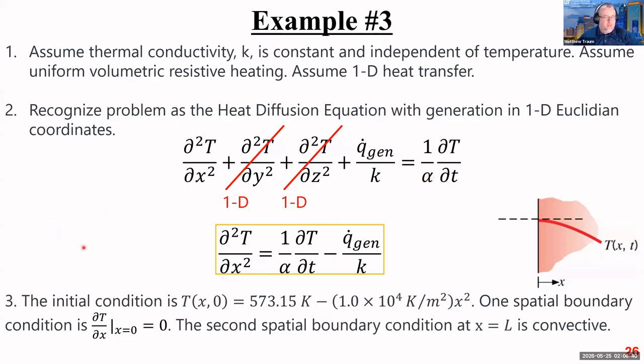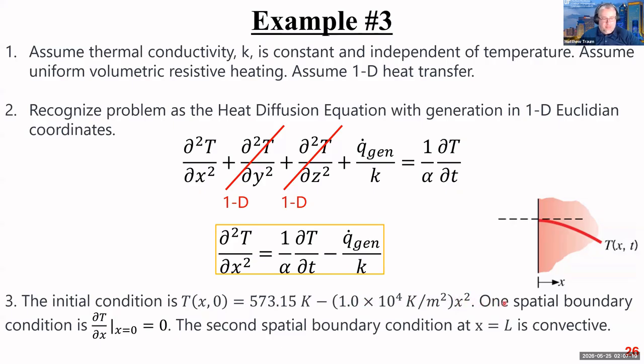Okay, so just like we've done before, anytime you have a differential equation, you need an appropriate set of initial conditions in order to solve the differential equation. So now we're going to go hunting for those initial conditions and spatial boundary conditions. The initial condition is actually given in the problem statement. So T of x at the initial time is 573.15 Kelvin minus 1 times 10 to the fourth Kelvin per meter squared times x squared. Okay, so that's our initial condition for time.